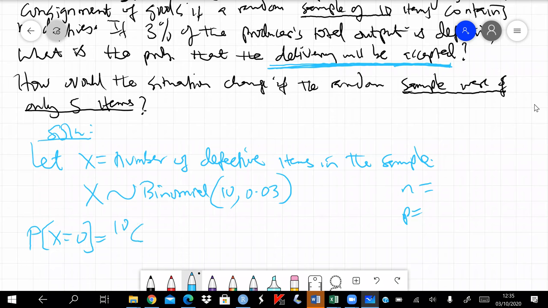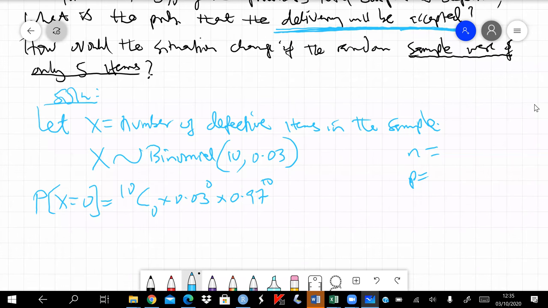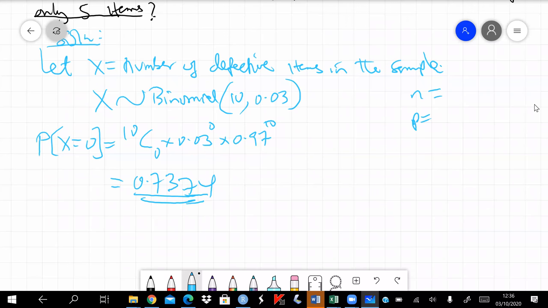So out of 10, we say 10 combination 0 times 0.03 power 0 times 0.97 power 10. What is the value of that probability? So what is the probability that he'll accept this consignment? 0.7374. So there's that probability of accepting a consignment. The probability that there are no defectives in any given consignment is that much.